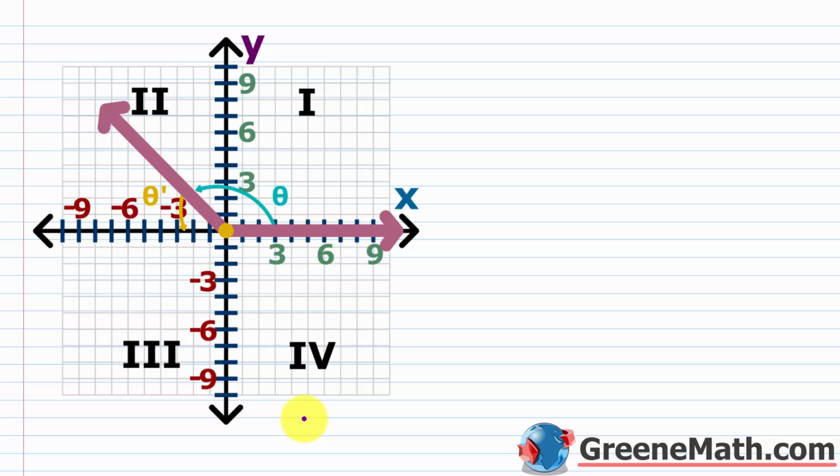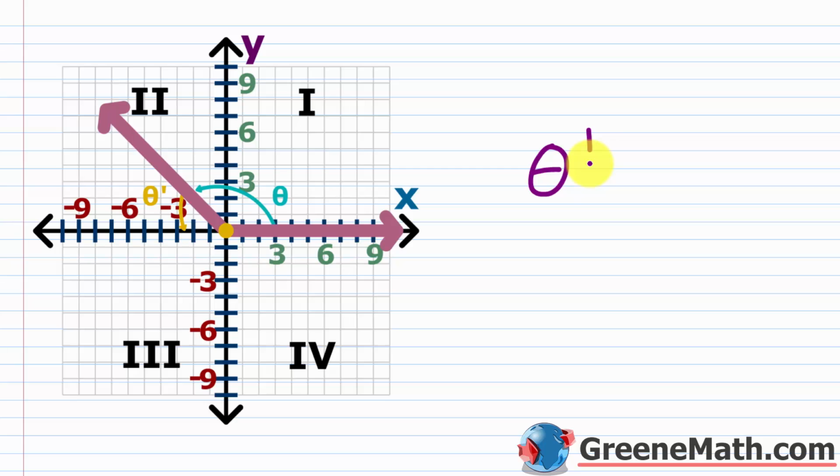So basically, every non-quadrantal angle in standard position will have a positive acute angle known as its reference angle. The reference angle for our angle, let's call it theta, is normally written as theta prime. So you'll see theta prime like this to denote the reference angle. This is a positive acute angle that is made by the terminal side of our angle theta and the x-axis. So it's always the x-axis. You don't want to get confused and use the y-axis.